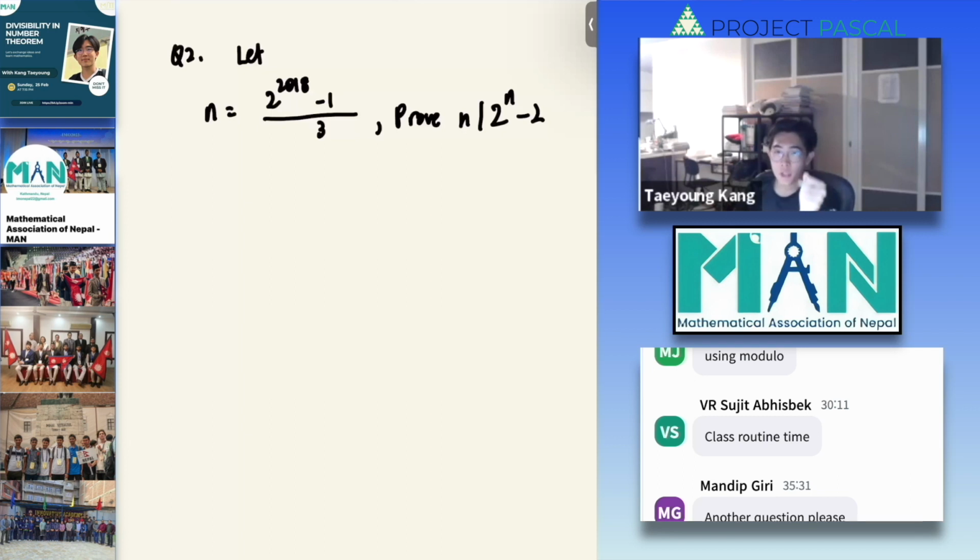And yes, someone mentioned Fermat's little theorem, and that is indeed the route that you want to take for this problem. As I mentioned earlier, Fermat's little theorem is a very good tool when it comes to reducing very big powers like this into smaller powers. It's very hard to compute 2 to the power of 2018, let alone 2 to the power of 2018 minus 1 divided by 3.